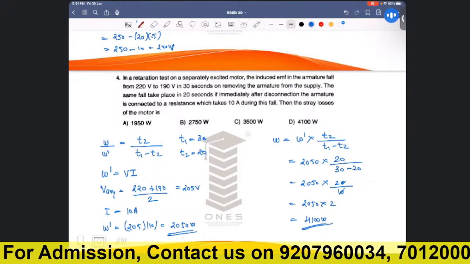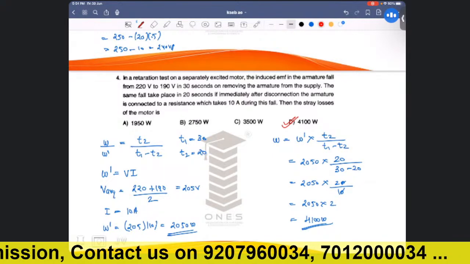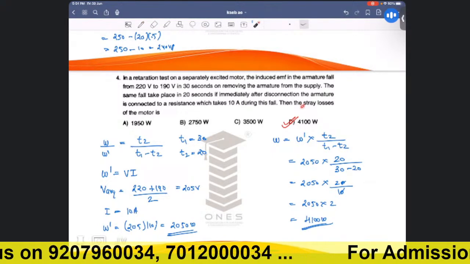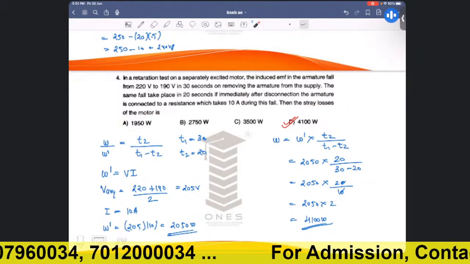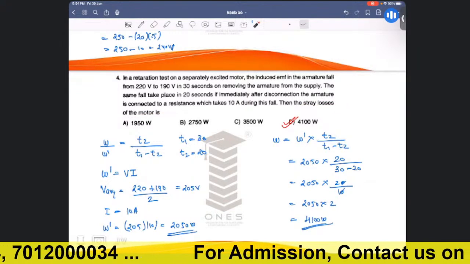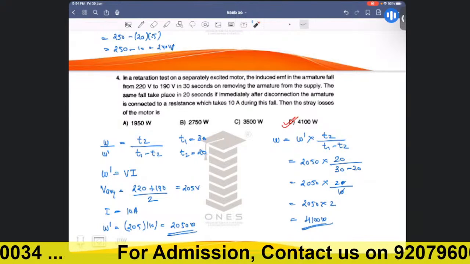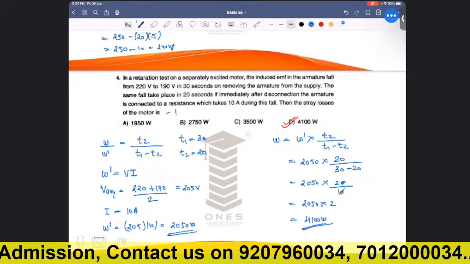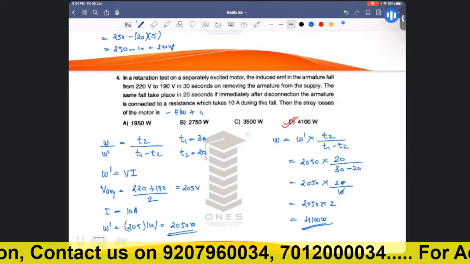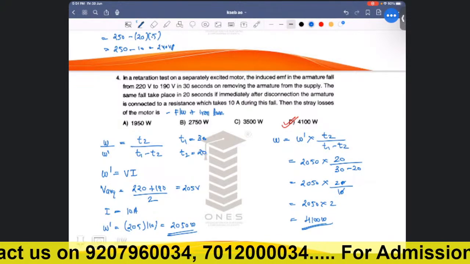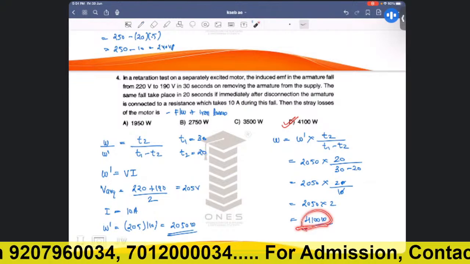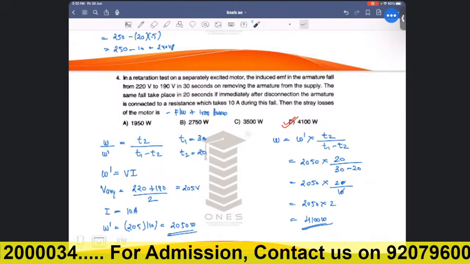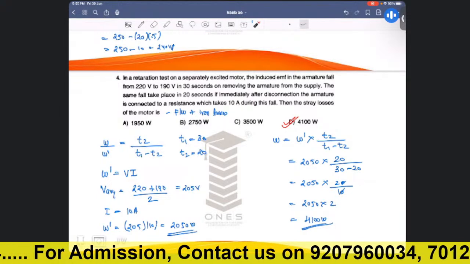So answer endana? Answer is 4100 watts. Idana the stray losses of the machines. Stray losses means idile endokke losses undu? Friction windage loss undu, and also the iron losses of the machines. Okay, stray loss means friction windage plus the iron losses of the machines, and this losses is equal to 4100 watts. Okay, yes, moving on to fifth one.